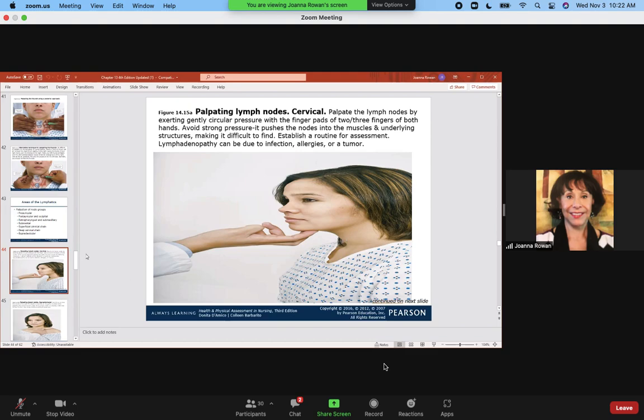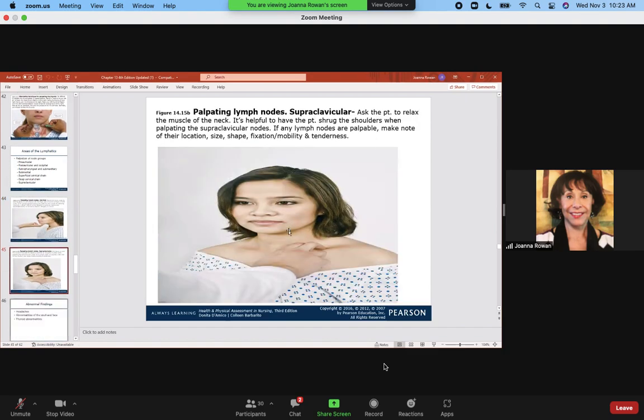So again, palpating the lymph nodes. You don't need to memorize them now, but you will have to whenever you are doing your physical assessment. But you need to know that the normal findings are non-palpable. You do not palpate it.